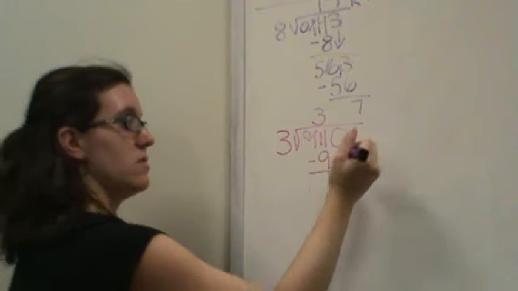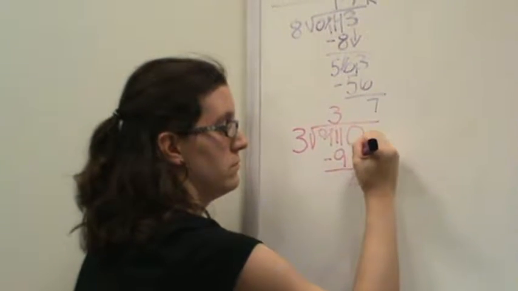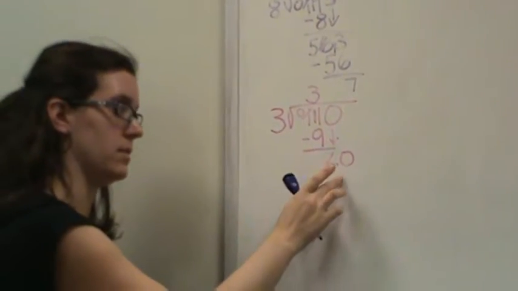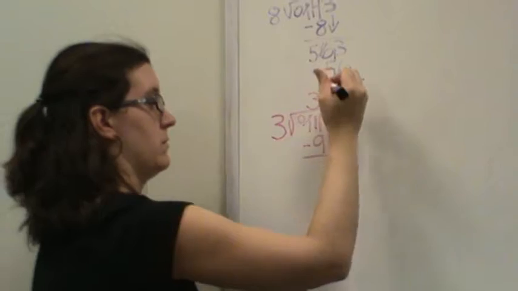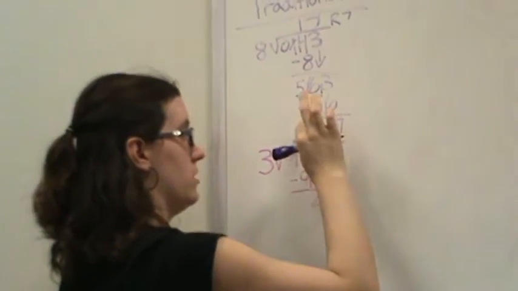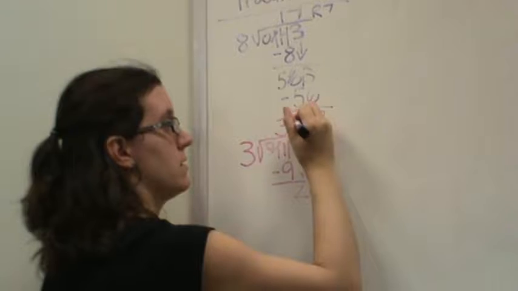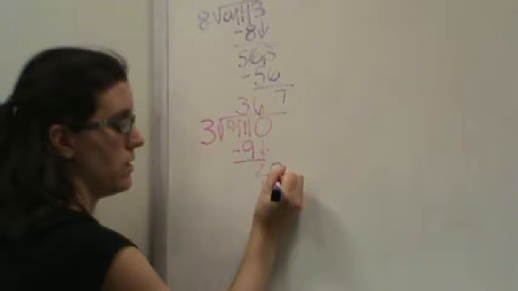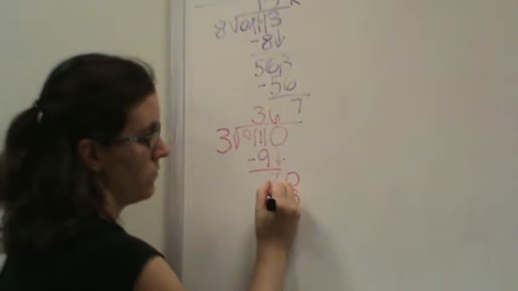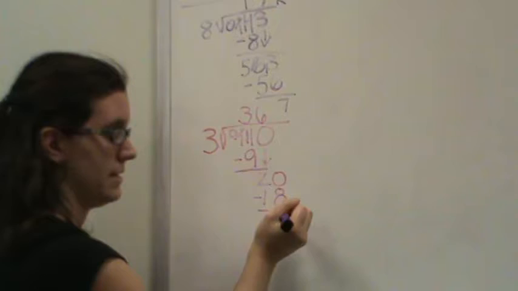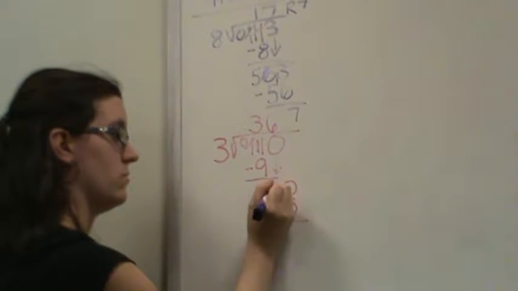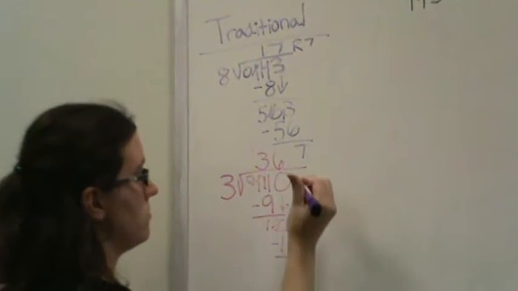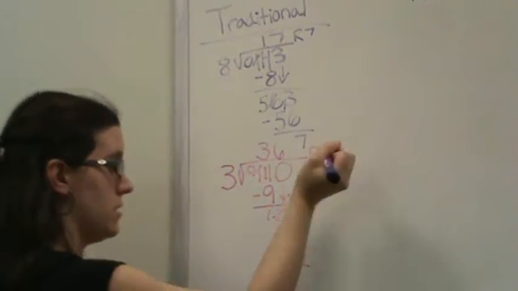3 does not go into 2, so you need to carry this 0 down. 3 goes into 20 5 times. Actually, nope, 6 times. Sorry about that. 3 goes into 20 6 times. That gives you 18. You cannot subtract 8 from 0, so we're doing lots of borrowing today. And you get a 2 as your remainder.